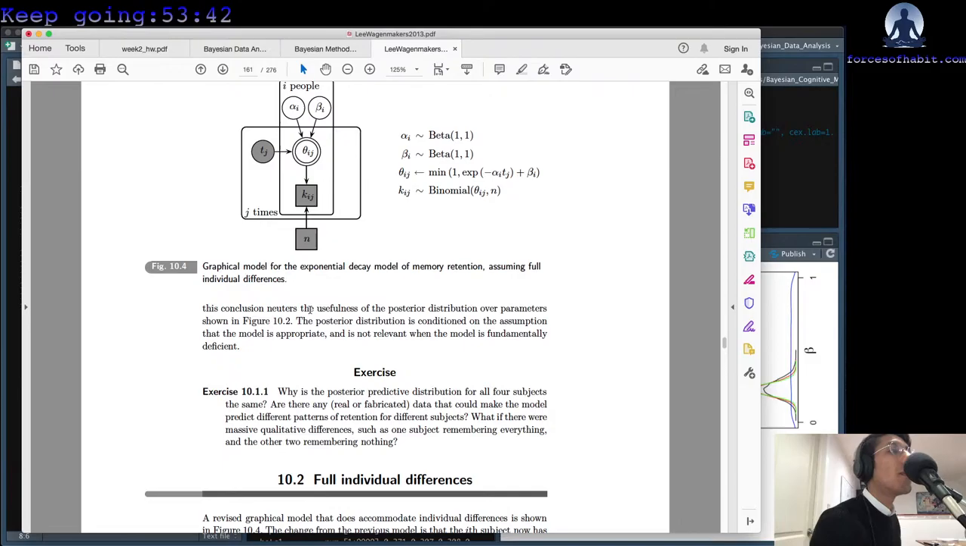Why is the posterior predictive distribution for all four subjects the same? Are there any real or fabricated data that would make the model predict different patterns of retention for different subjects? What if we were to make massive qualitative differences, such as one subject remembering everything?